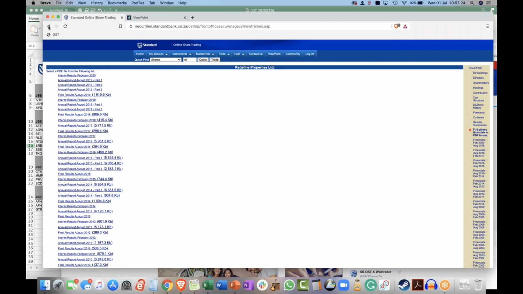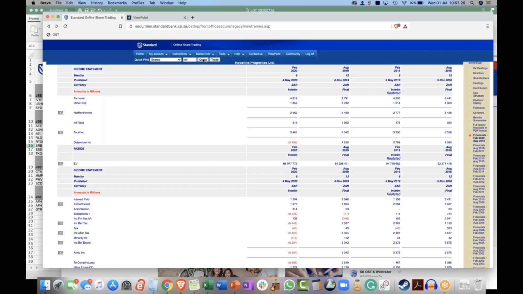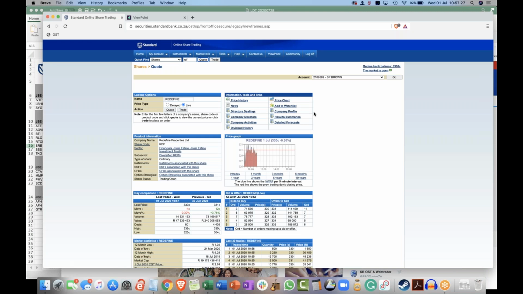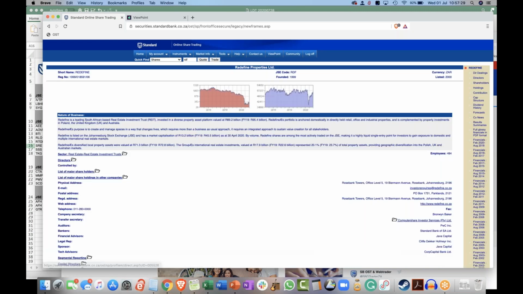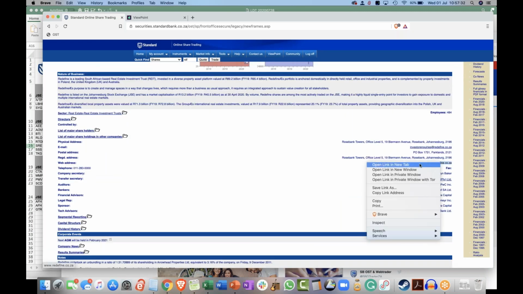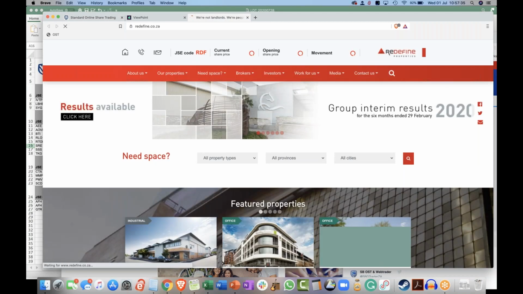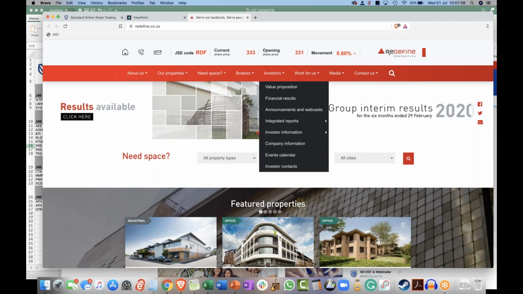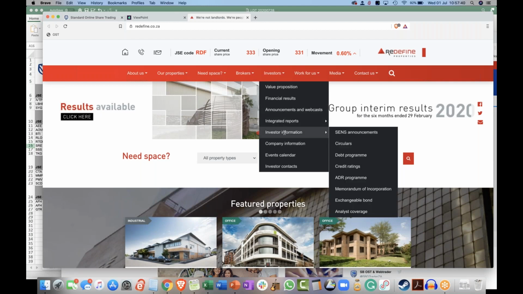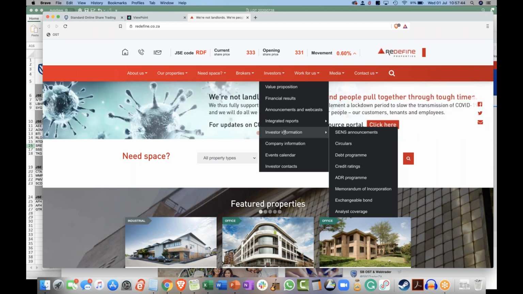I'm going to give you a last point where you can go and find the JSE SENS again, to Redefine. I'm just picking Redefine randomly. I had no particular reason. Go to the Redefine website, and what you will find, and I remember the days when there was actually very, very little happening here. They've got their debt program. Now, this is partly because they are a property stock and debt is very, very important.